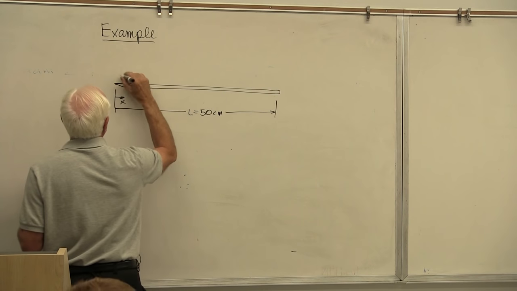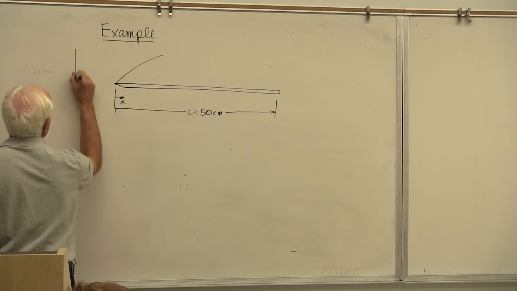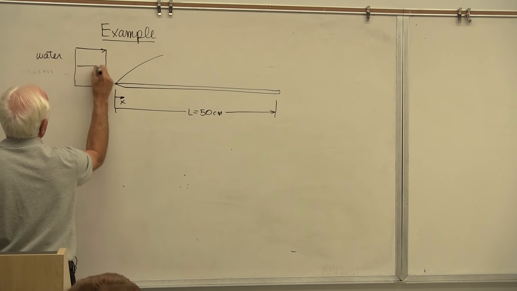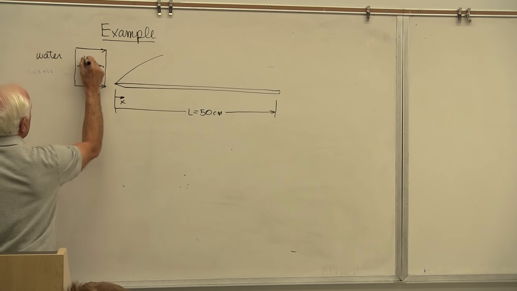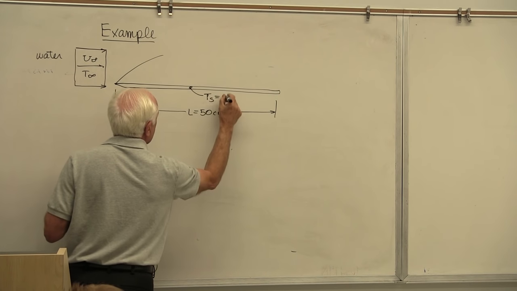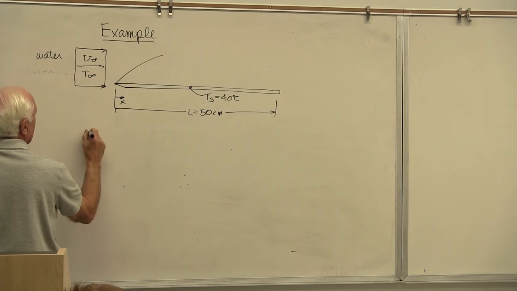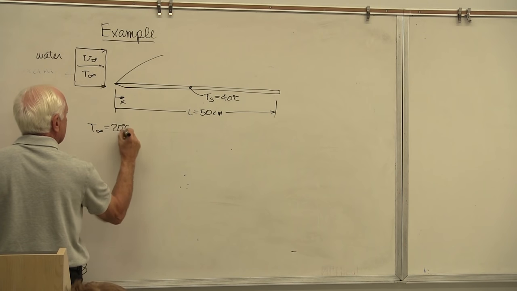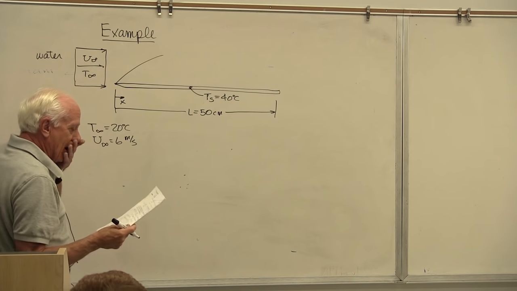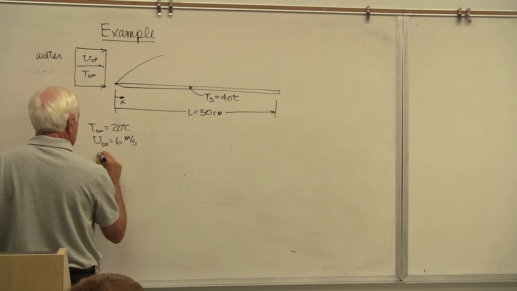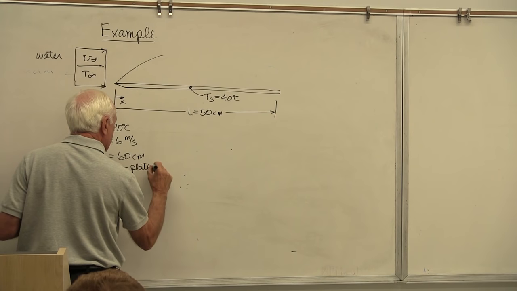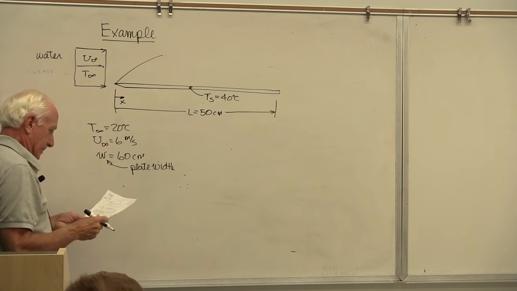Here's our boundary layer, with water approaching with a velocity u infinity, T infinity. The plate surface is kept at a temperature of 40 degrees C, and T infinity is cooler at 20 degrees C. U infinity is 6 meters per second. The width of the plate is 6/10 meters, 60 centimeters. This is the plate width.